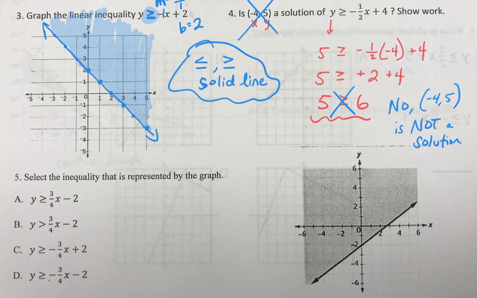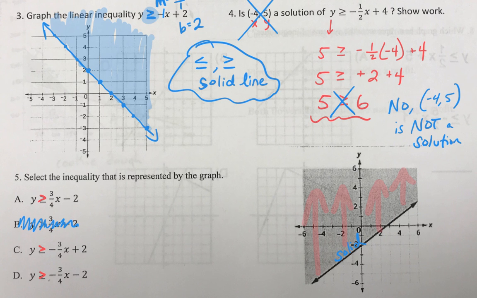All right, what number is this? 5. Select the inequality that is represented by the graph. Well, first of all, I see a solid line. So I'm going to get rid of anything that wouldn't be a solid line, like answer choice B. That would have been a dashed line. Get out of here, B. All right, and I also see that the shading is above the line. So I'm going to get rid of anyone that doesn't have the shading above the line. So these are all greater thans. So I don't get to get rid of anything.